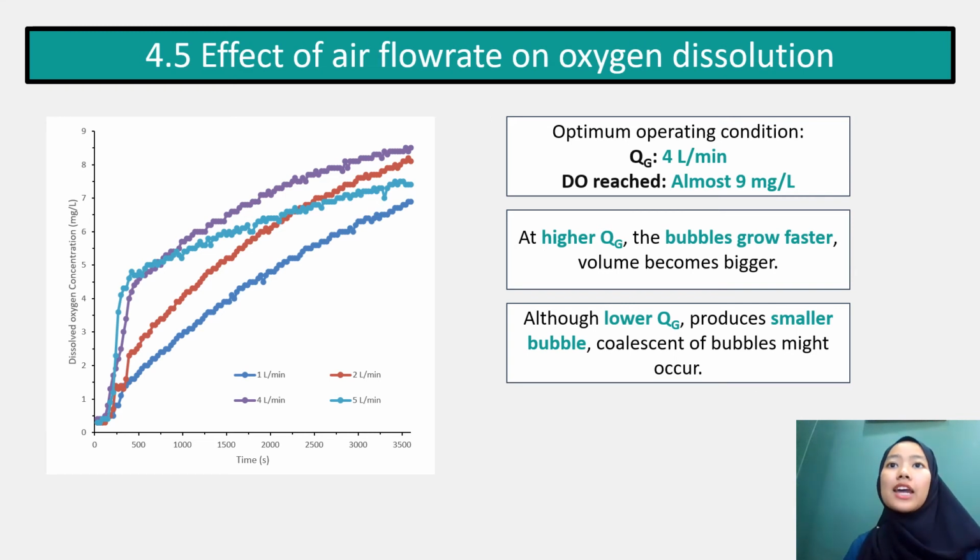So what happens is that at higher QG, the bubble will grow faster, and this causes the bubble to have a bigger volume. Also, although a lower QG produces smaller bubbles, this can actually be a disadvantage, as coalescence of bubbles might occur due to the uneven distribution of the bubble size. Alright, so now moving on to the next slide.